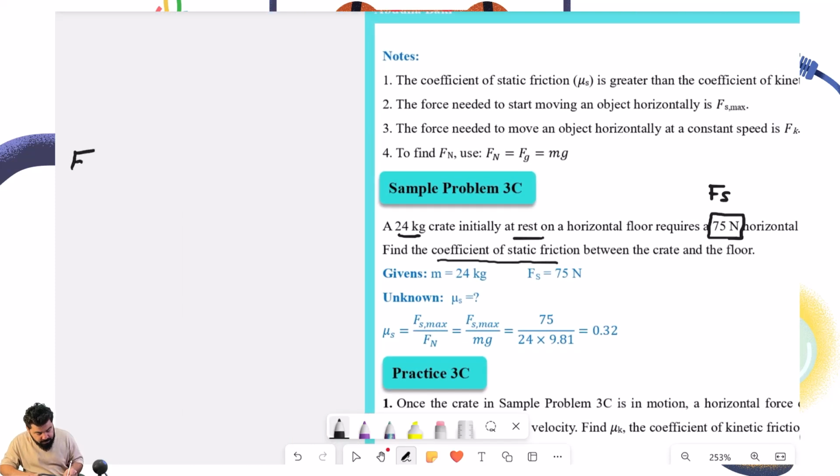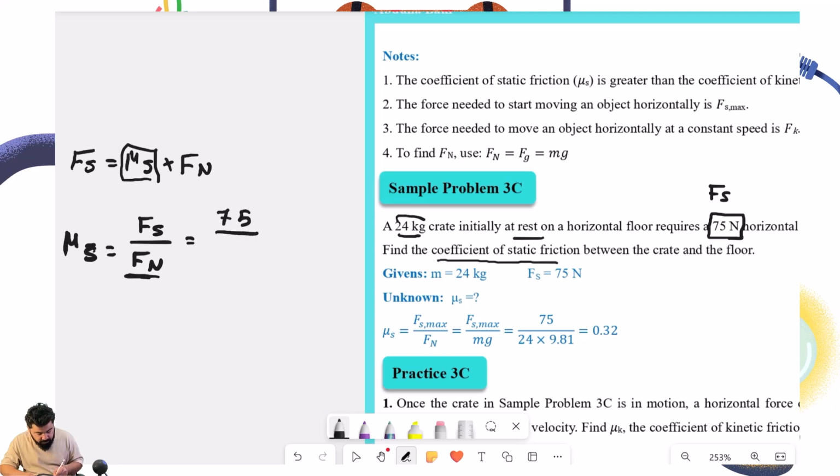So you know Fs is equal to mu s multiplied by Fn. Now I need to find mu s. Mu s is equal to Fs divided by Fn. We have Fs, which is equal to 75, but we don't have Fn. Be careful, we have mass. I told you Fn can also be mass times gravity. So 75 divided by the mass, which is 24, times 9.81. Mu s is equal to 0.32. Okay, it's pretty easy.